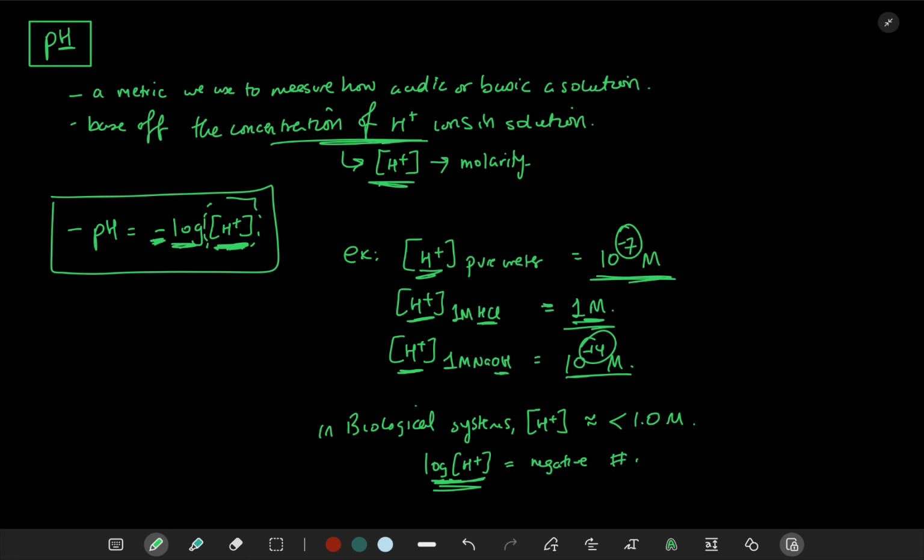If you take the log of a number that's less than 1, so say for example 0.1 or 0.001 or 0.0001 and so on, the net result of this logarithmic function is going to be a negative number. And so we don't want that, right? We don't want to represent pH as a negative, because that just wouldn't make sense.